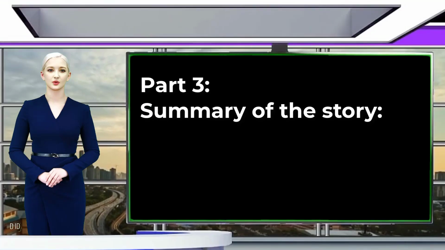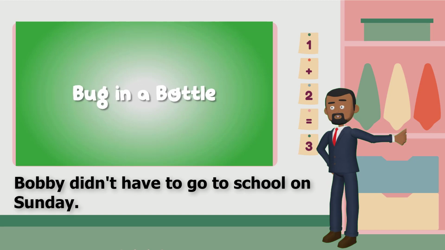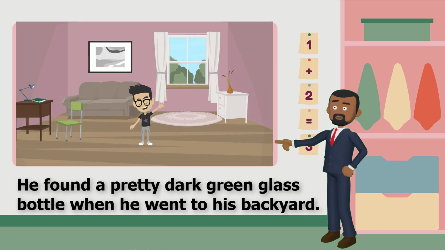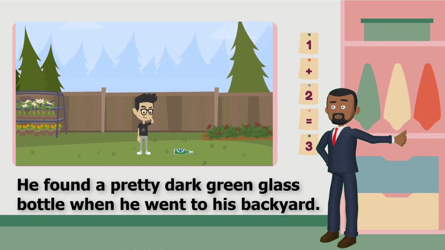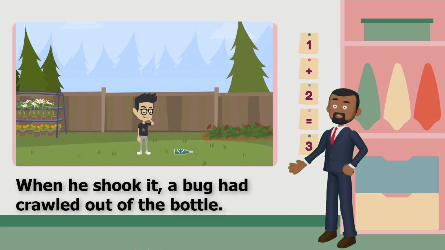Part 3. Summary of the story. Listen to the story summary to understand it more clearly. Bobby didn't have to go to school on Sunday. He found a pretty dark green glass bottle when he went to his backyard. He couldn't see anything in the bottle. When he shook it, a bug crawled out of the bottle.